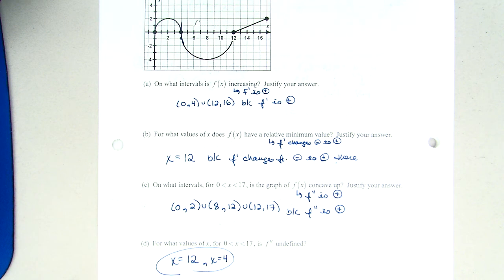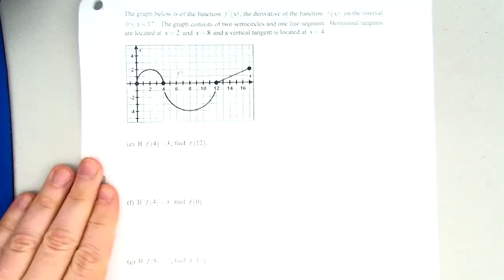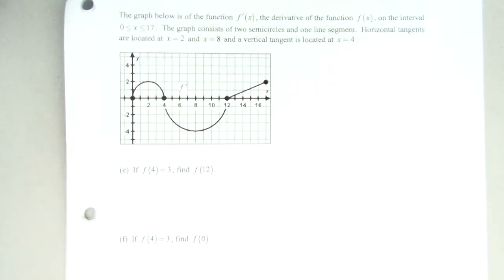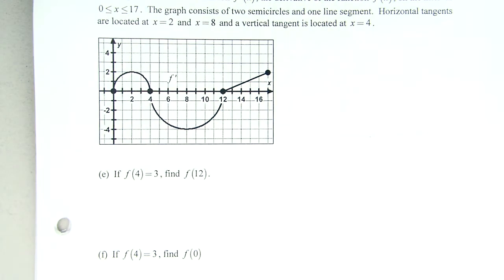So you might be wondering why we're doing this now, other than the fact that the logic is similar to the stuff we did in problems 1 and 2. Well, there is a new piece that we need to look at. Parts E, F, and G. In part E, I'm telling you f of 4 is 3. I want you to find f of 12.